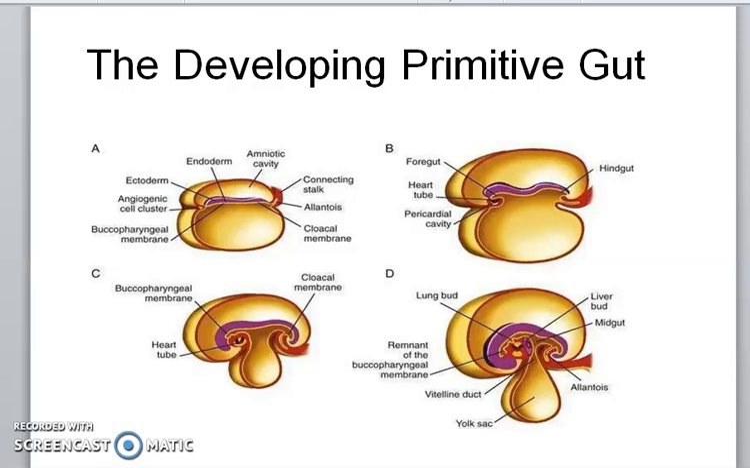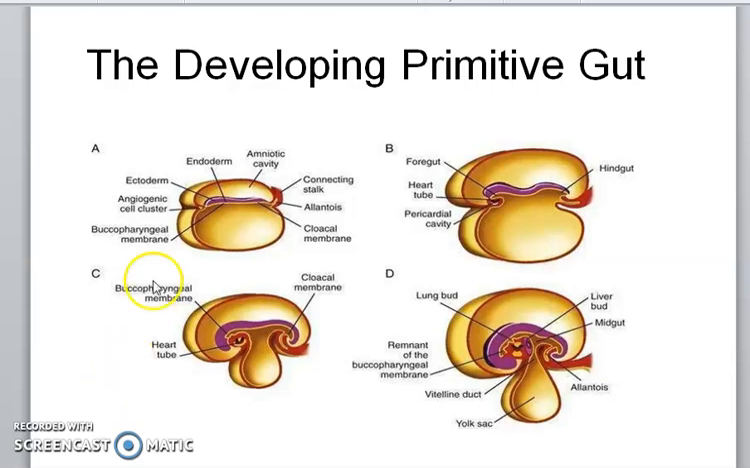Development of the primitive gut. The primitive gut tube develops during week 3 to 4 by incorporating the yolk sac during craniocaudal and lateral folding of the embryo. The tube is distinctively divided into 3 portions: the foregut, the midgut, and then the hindgut.